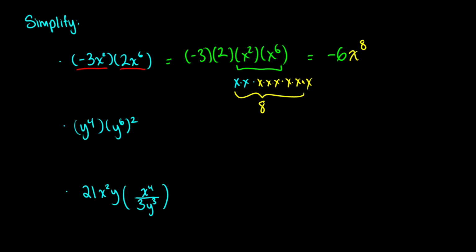So visually, we see the same base x. We see x squared being multiplied by x to the 6. So we can just add those powers, 2 plus 6, to get that 8th power.